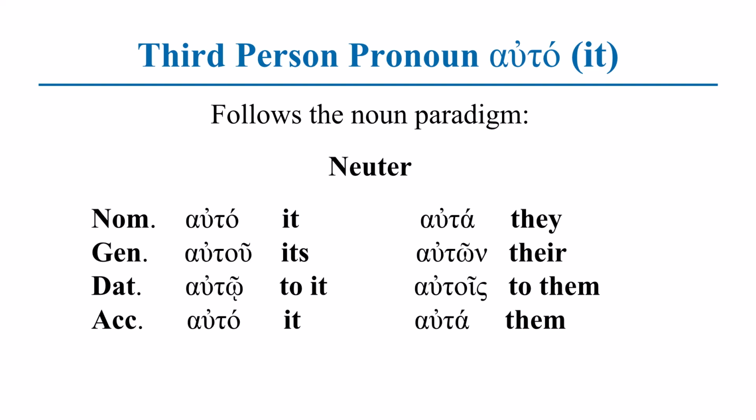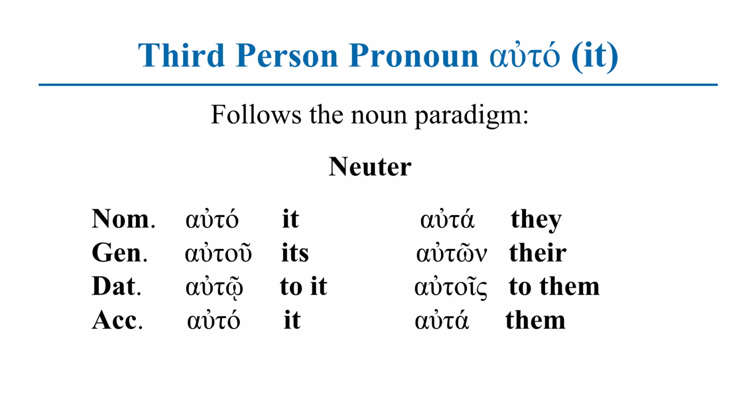So let's look at the neuter endings. In the neuter, you have the word auto, meaning it. Remember, in the masculine, we're using the word autos, meaning him. In the neuter, we're using the word auto, meaning it. So in the nominative, you have auto, meaning it. In the genitive, you have autou, meaning its. In the dative, you have autō, meaning to it. In the accusative, you have auto, meaning it.